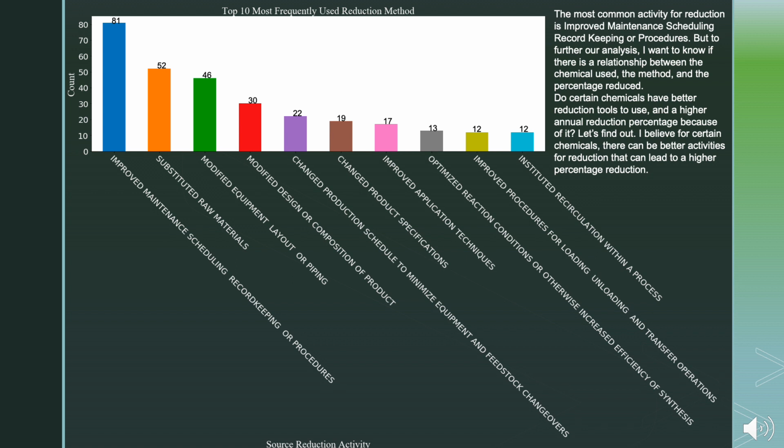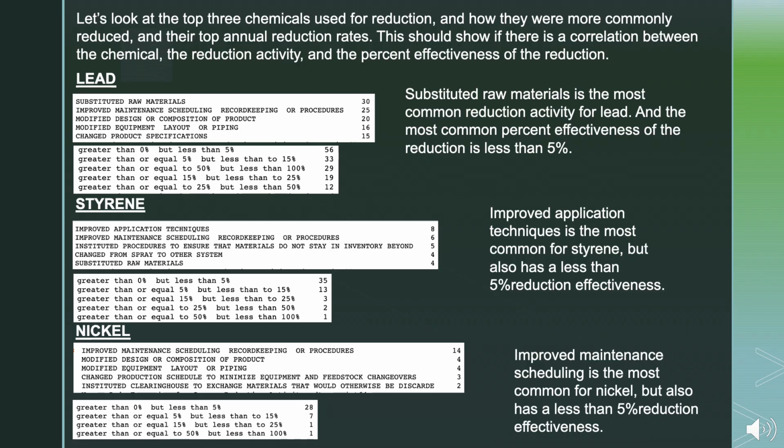Let's find out. I believe for certain chemicals, there can be better activities for reduction that can lead to a higher percentage. To find out if there is a relationship between the chemical, the activity used for reduction, and the percentage reduced, I used Python and found the most frequent values for each of the following chemicals. For lead, I first found the most frequent value used for the activity of reduction, which was the substituted raw materials method. And then I used this very similar slicing method in Python and found that the most common percent effectiveness of the reduction is less than 5%.